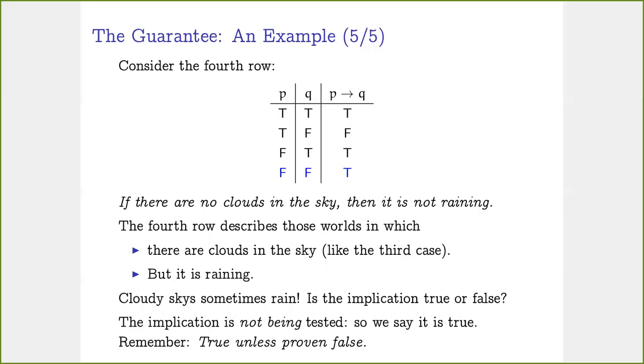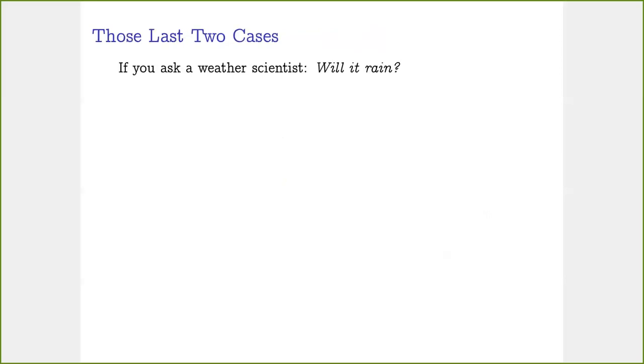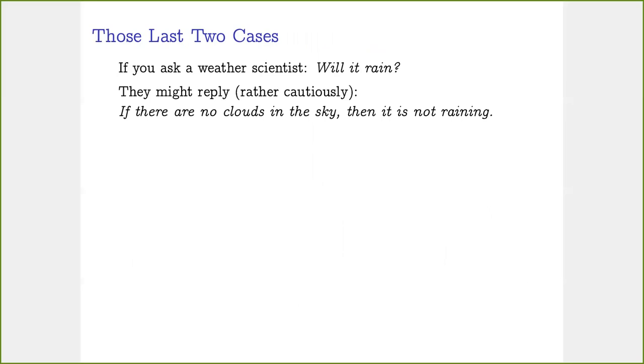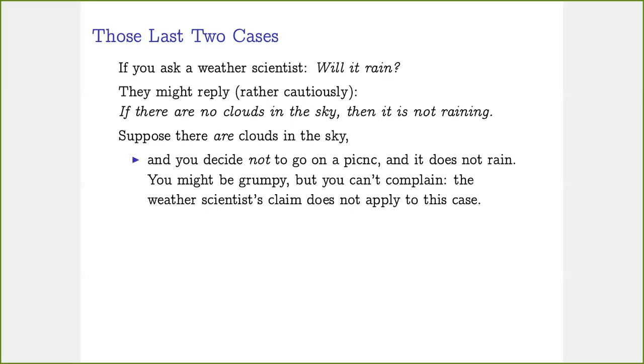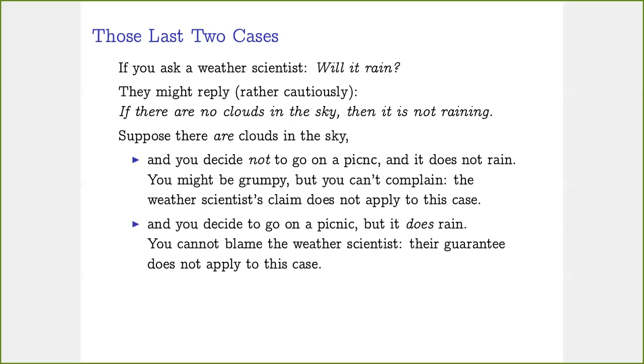Let's consider these last two examples in a little bit more concrete detail. If you ask a weather scientist, will it rain? And they reply, if there are no clouds in the sky, then it is not raining. We can then see how to apply this. Suppose there are clouds in the sky and you decide not to go on a picnic and it does not rain. You might be grumpy because you didn't go on a picnic when you could have, but you can't complain. The weather scientist's claim does not apply to this case.